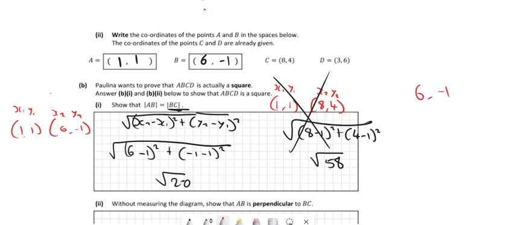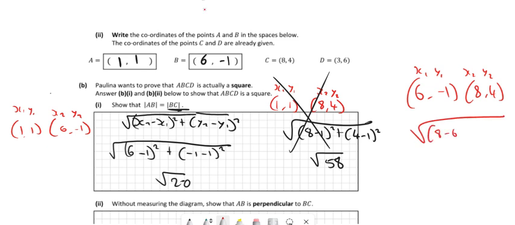BC, 6, minus 1 and 8, 4. x1, y1, x2, y2. 8 minus 6 squared plus 4 minus 1 squared. That should give me the same thing. Yeah, 4 plus 9, that should be 29 there as well. Just a mistake writing it down.